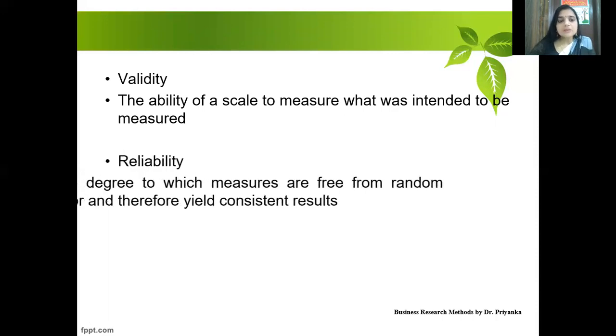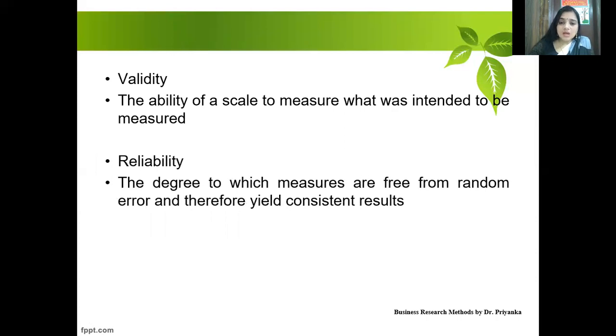Then reliability, the degree to which measures are free from random error, and therefore yield consistent results, whether they are actually checking the results correctly, consistently or not. Maybe sometimes it happens the tool has provided you with good results one time, but at the second measurement, it was not actually 100% valid. So this is why we check reliability along with validity.